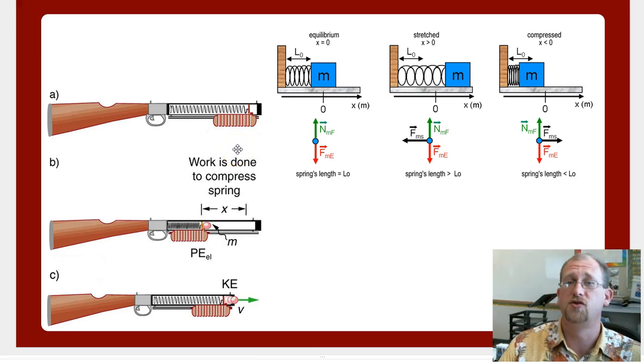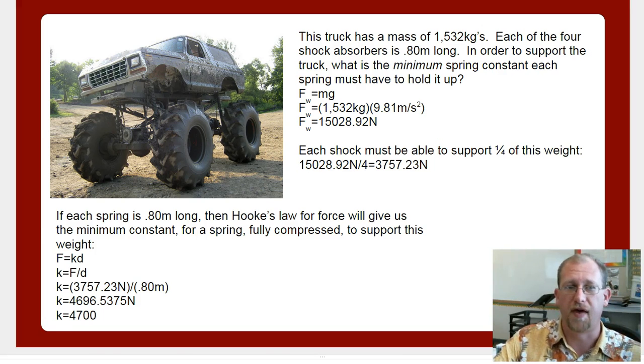And here's an example of doing work with a spring. So if you compress the spring with this little plastic ball shooting gun, you did work on the spring. And then you push your plastic ball in and you pull the trigger, and the spring is released. It does work on the ball. So either you can do work on the spring, or the spring can do work on the ball. Okay, let's do a little math with that.